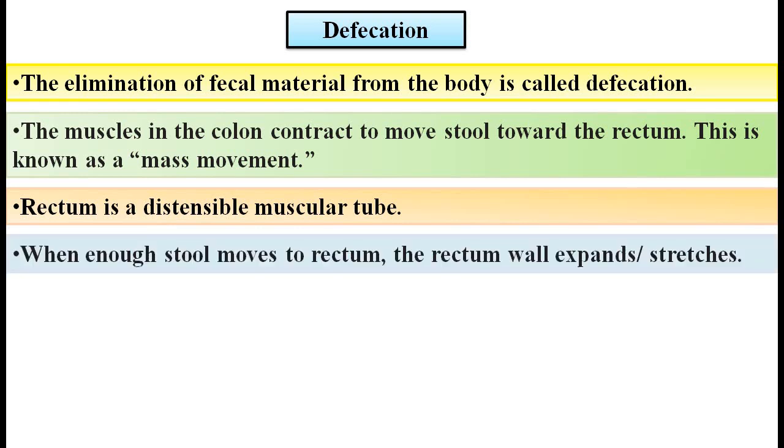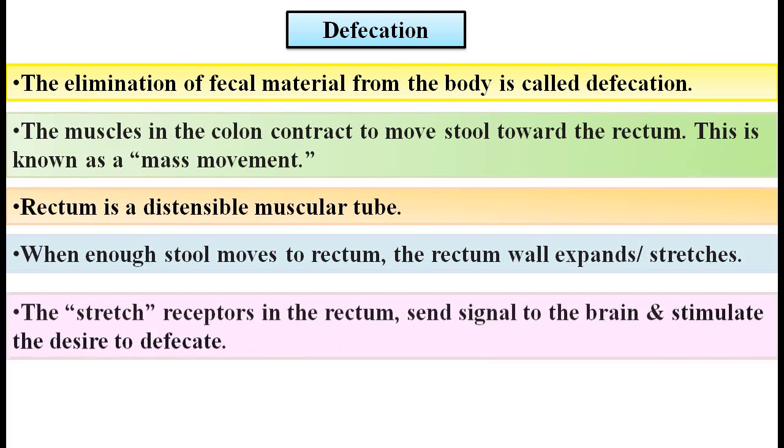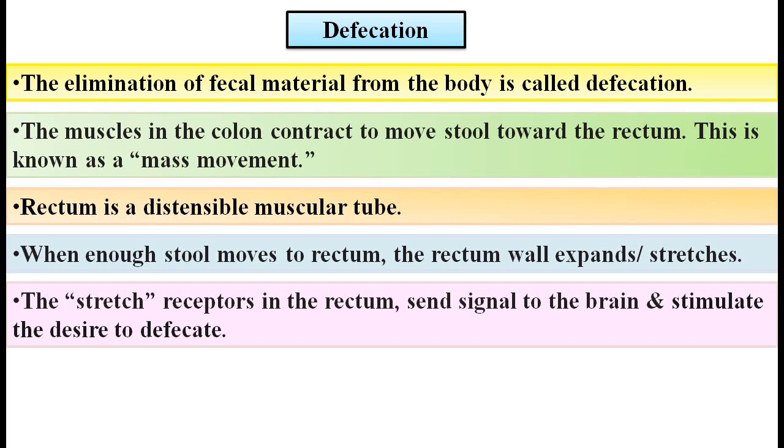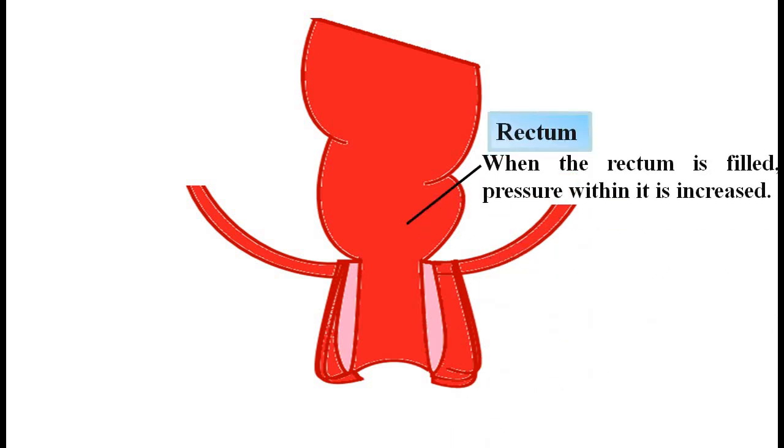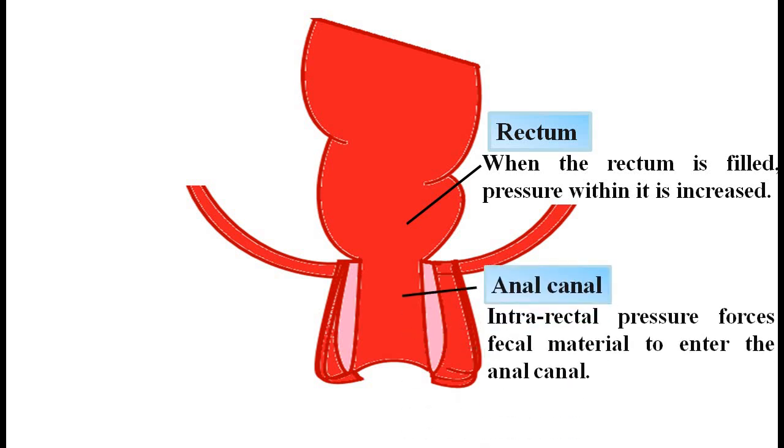When enough fecal material moves to the rectum, the rectal wall stretches or distends. The rectal walls have special stretch receptors. When they are stretched, they send signals to the brain. After the defecation reflex is triggered, a person can either delay or defecate. When the rectum is filled, pressure within the rectum increases. This increased intrarectal pressure forces the fecal material to enter the anal canal.